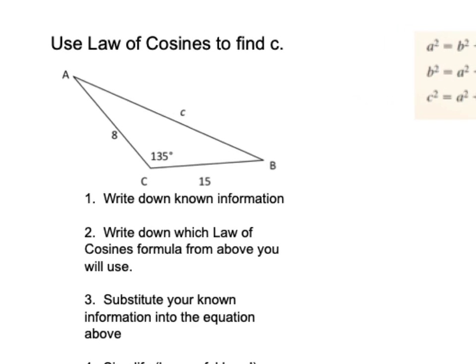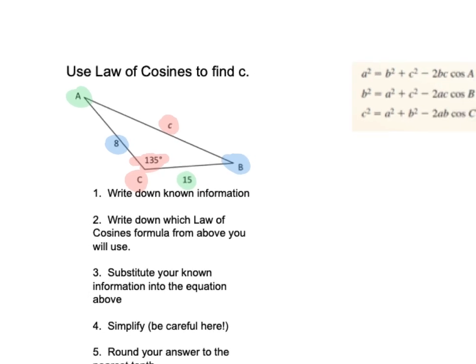Okay, so we have C. I wanted to highlight, not do that. C is 135. B is 8, and A is 15. Start by writing down what you know: A is 15, B is 8, and angle C is 135 degrees.